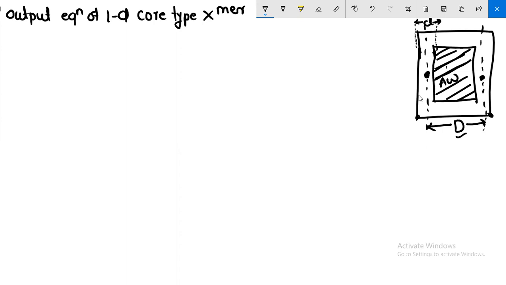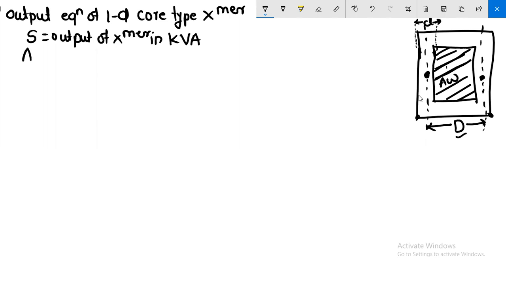So first of all, I am going to write here the dimensions that were there. First and foremost, the important one is S. What is S? I am writing here the output of the transformer in kVA. What does that S stand for? Output of the transformer in kVA.